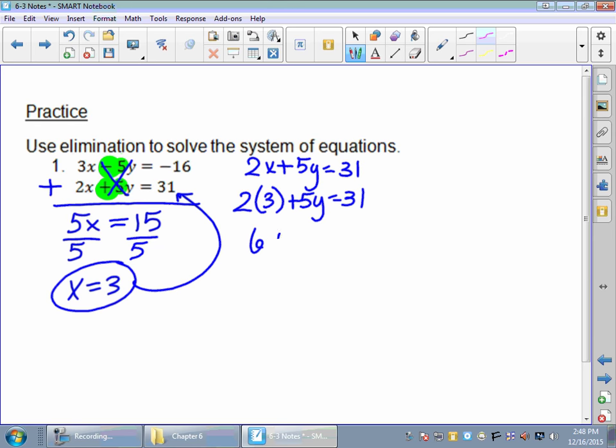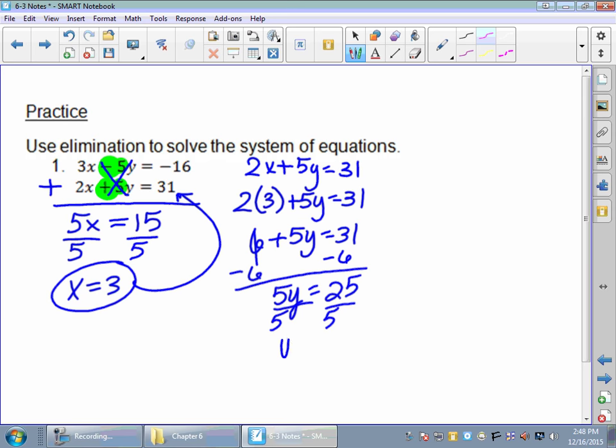That gives me 6 plus 5y is equal to 31. And now we're going to solve for y. Subtract 6 from both sides. 5y is equal to 25. Divide both sides by 5, and y is equal to 5. So my solution is still the ordered pair (3, 5).